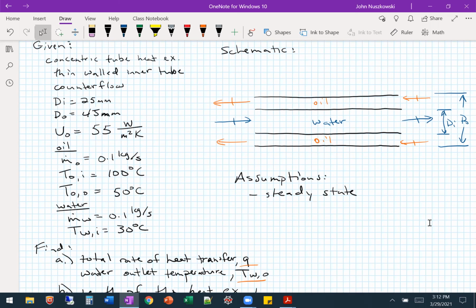And we got to choose our boundaries. I mean, I get it. I would say the oil is significant because we have both of those temperatures. So we have the inlet and outlet of the oil, and we have the mass flow rate.